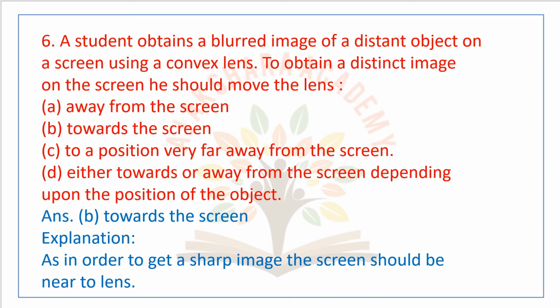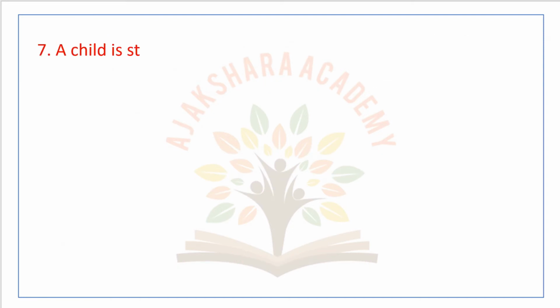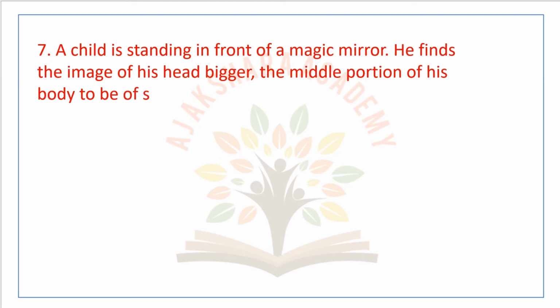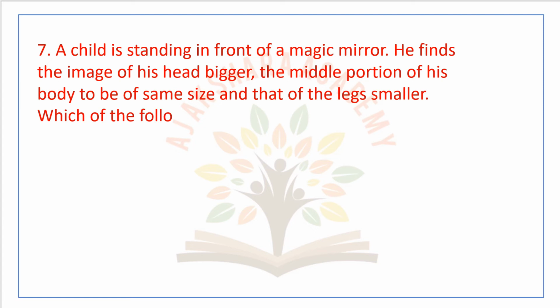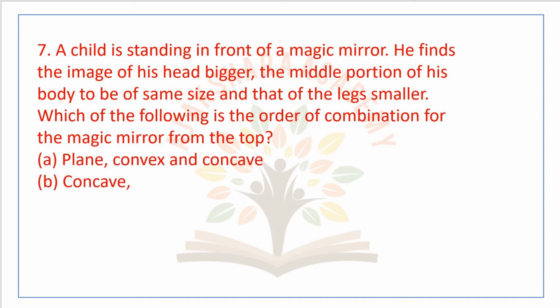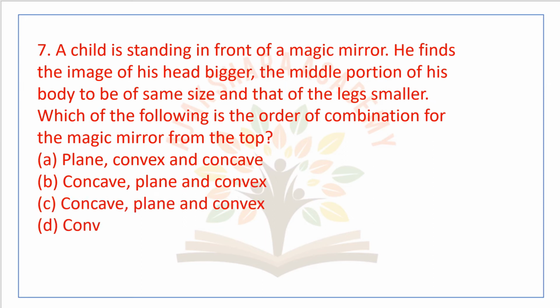Okay. Next. A child is standing in front of a magic mirror. He finds the image of his head bigger, the middle portion of his body to be of the same size, and that of the legs smaller. Which of the following is the order of combination for the magic mirror from the top? Plane, convex, concave; concave, plane, convex; concave, plane and convex; convex, plane and concave.